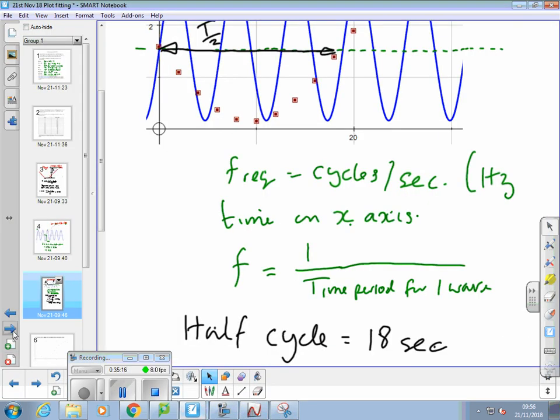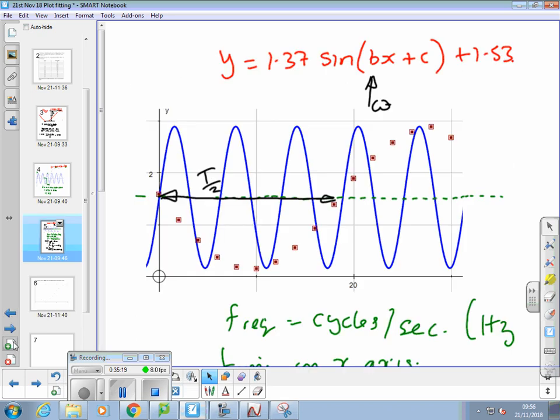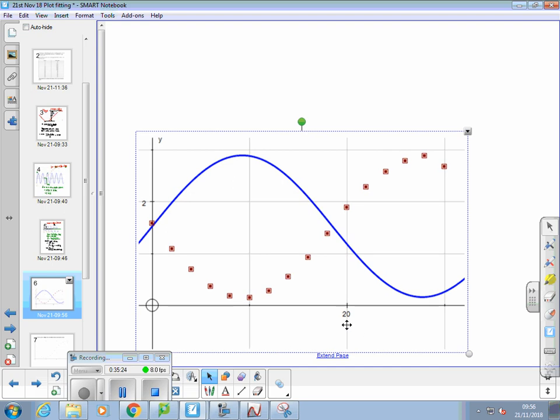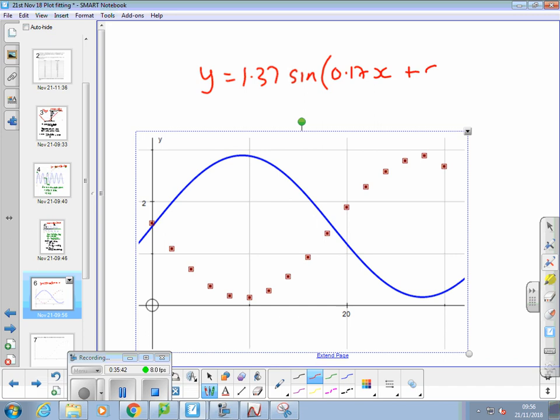Right, so again, I'll take another snip and put it on a new page. Where we currently are with this function is y is equal to 1.37 sine 0.17x plus c, don't miss the x out, and plus 1.53 on the end there.